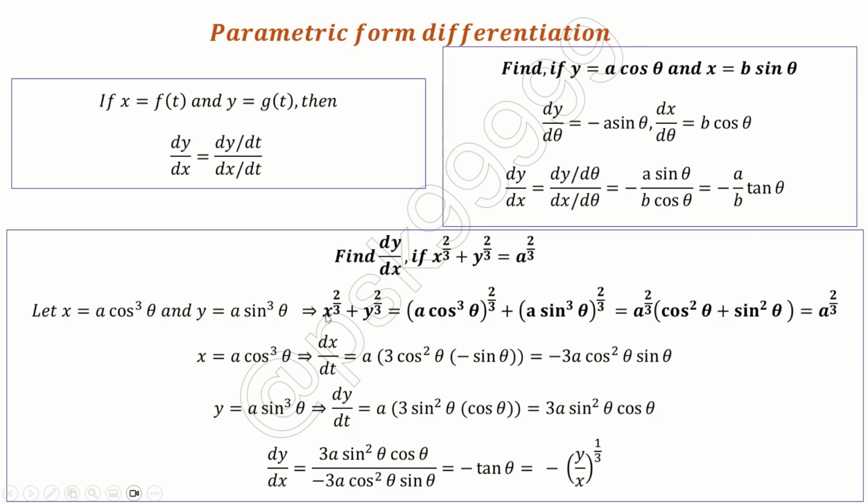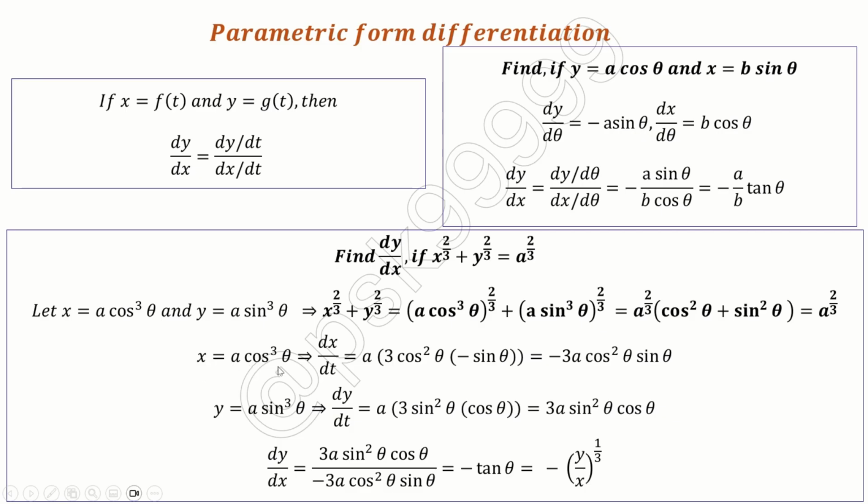theta. Then what happens? x to the power of 2 by 3 plus y to the power of 2 by 3 is nothing but a cos square theta plus a sin square theta, that is a to the power of 2 by 3 times cos square theta plus sin square theta. Sin square theta plus cos square theta is equal to 1. That means you will get a to the power of 2 by 3, which is this expression. So my x and y definitions are good, right? Good to go. Now you solve using parametric form, which is simple.